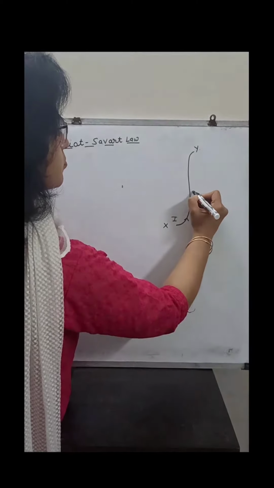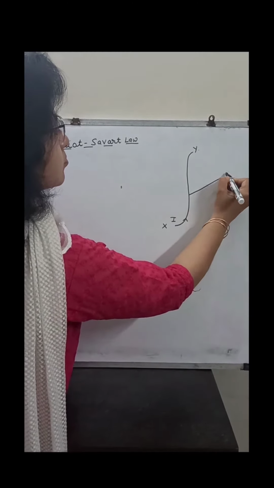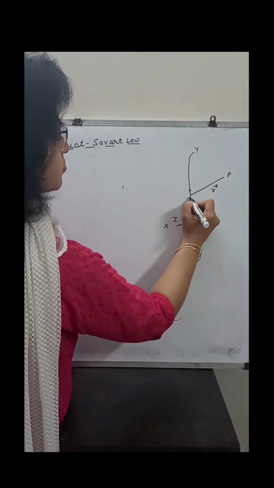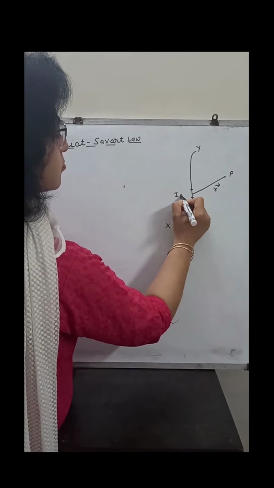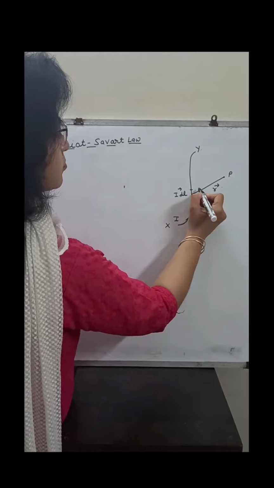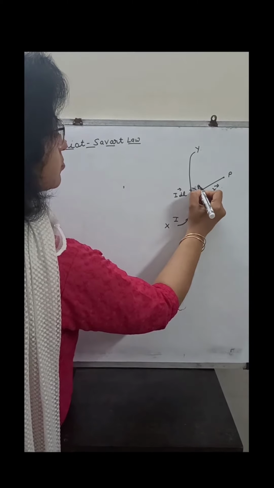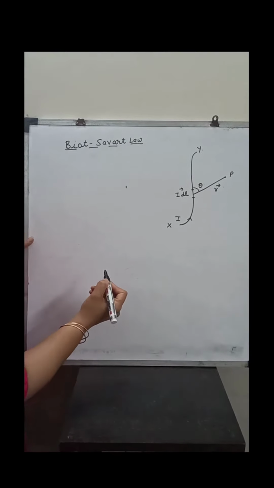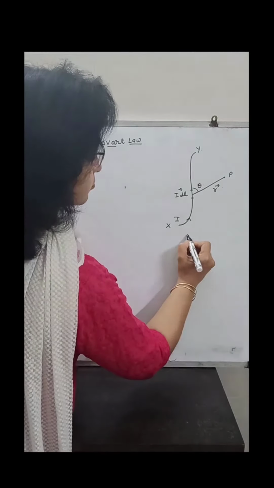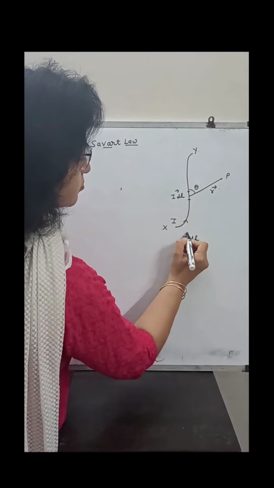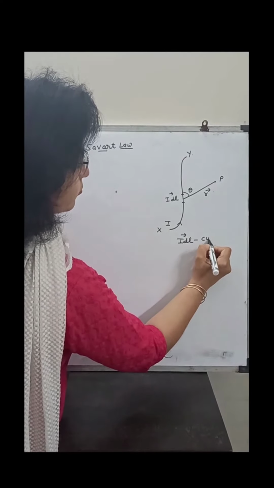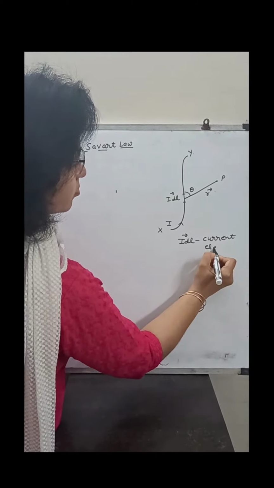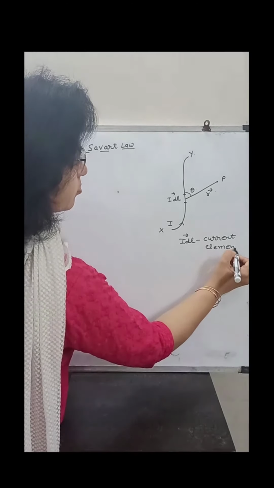Consider XY current carrying conductor. We have to find magnetic field at point P at a distance r from current element IDL. Theta is the angle between current element and position vector r. IDL is current element.